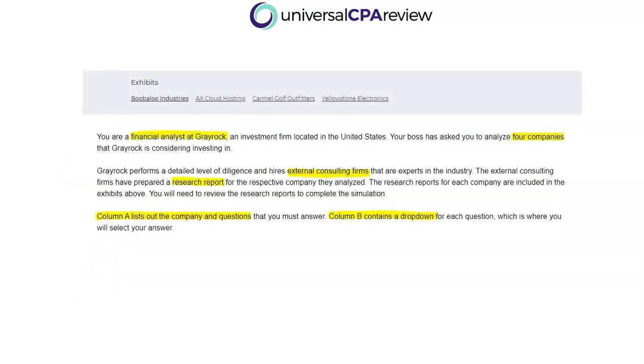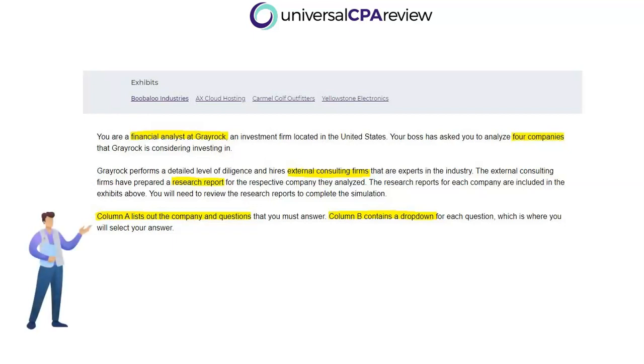So as the simulation prompt says, basically we're a financial analyst at Greyrock, and they're an investment firm located here in the US. Now our boss has asked us to analyze 4 companies that Greyrock is considering investing in. And what Greyrock does is they hire external consulting firms to prepare research reports. And then as the analyst, we can use those research reports to help make an informed decision on the investment. Now, ultimately, we have 4 research reports for 4 different companies. We're going to have to go through and answer a couple questions about each of them. So we'll dive into those questions one at a time, all right?